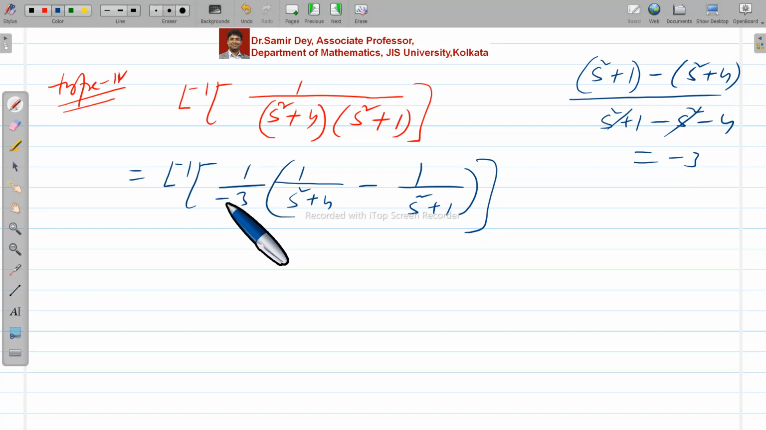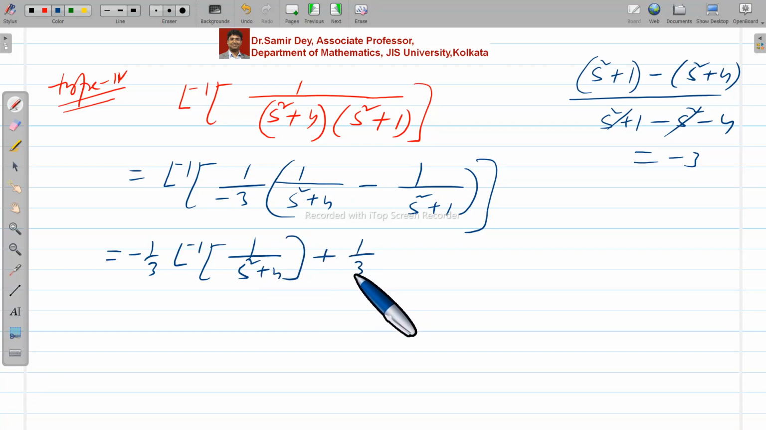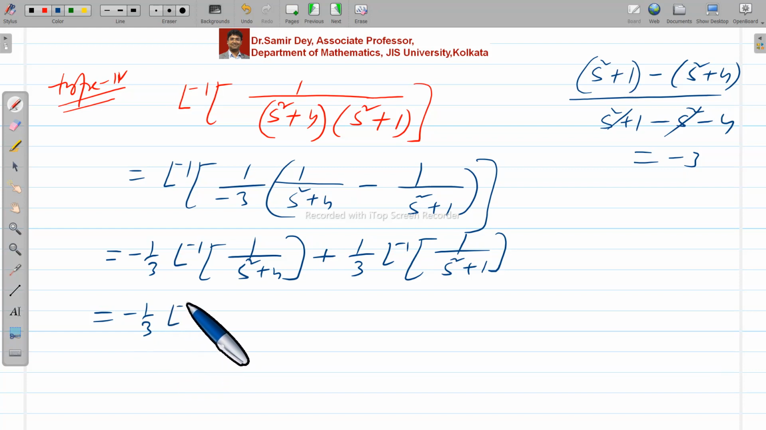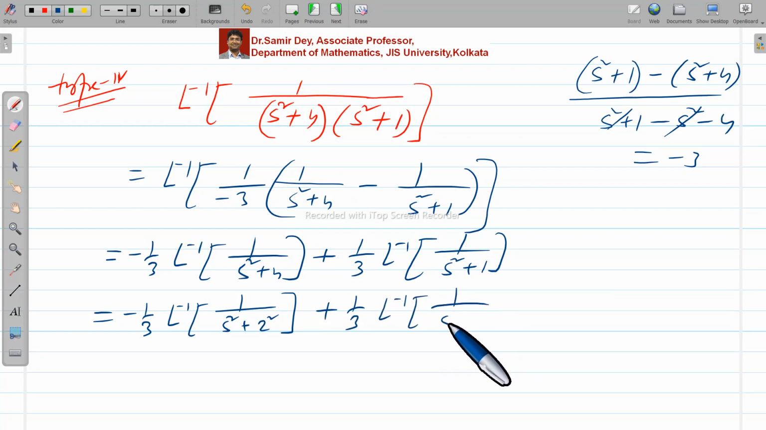Is it okay? Good. So now you write down minus 1 by 3 L inverse of 1 by s square plus 4, minus minus plus 1 by 3, 1 by s square plus 1. Clear? So minus 1 by 3 L inverse of 1 by s square plus, this 4 can be written like this, plus 1 by 3 L inverse of 1 by s square plus 1 whole square. So ultimately it is coming 1 by 3.